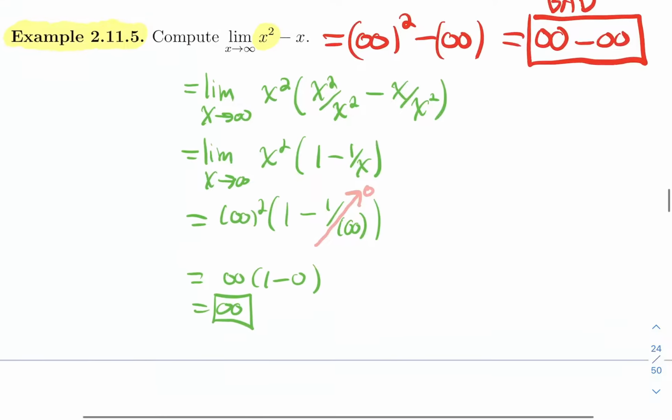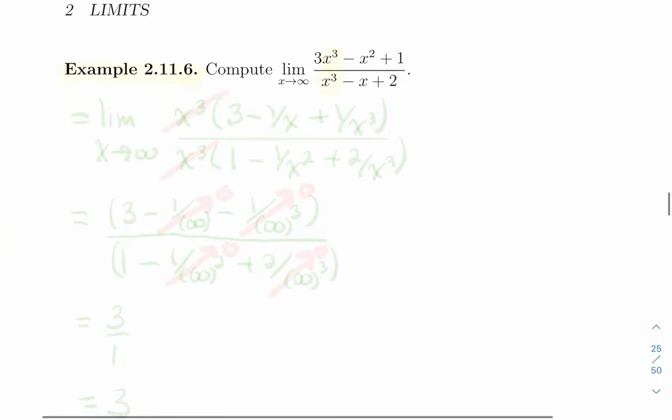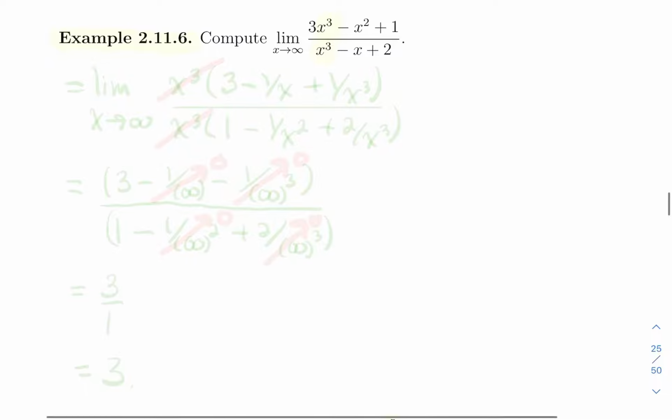All right, next example. So we have the limit as x goes to infinity of 3x cubed minus x squared plus 1 over x cubed minus x plus 2. So if you plug in infinity here, you're going to get into trouble. Normally, I just see it: I have a limit going to plus infinity of a rational function. So here we go. I just identify my highest powers and I start my simplification.